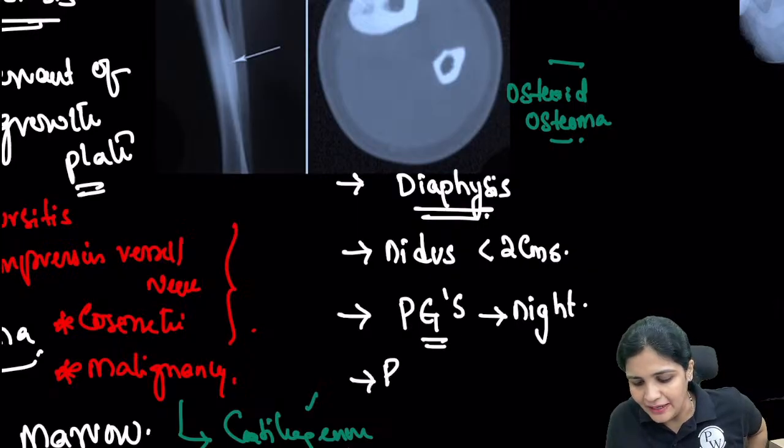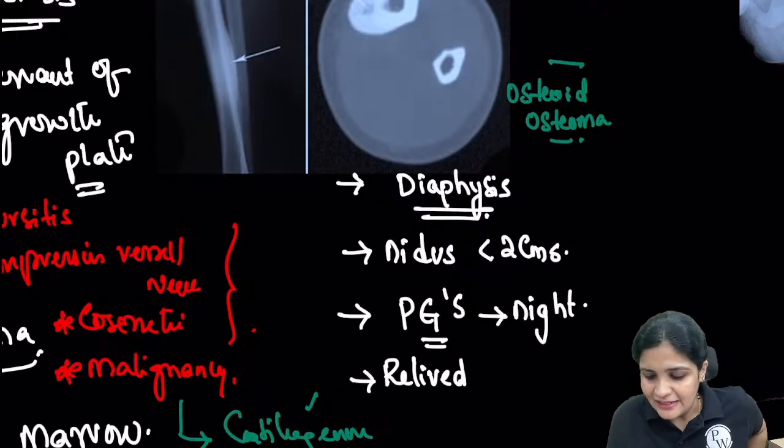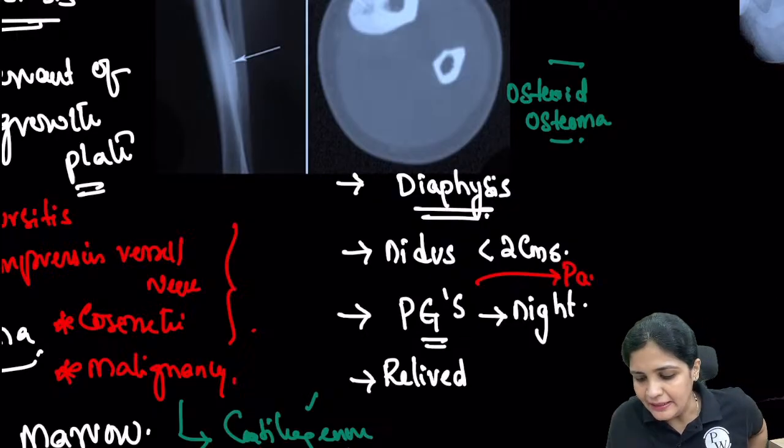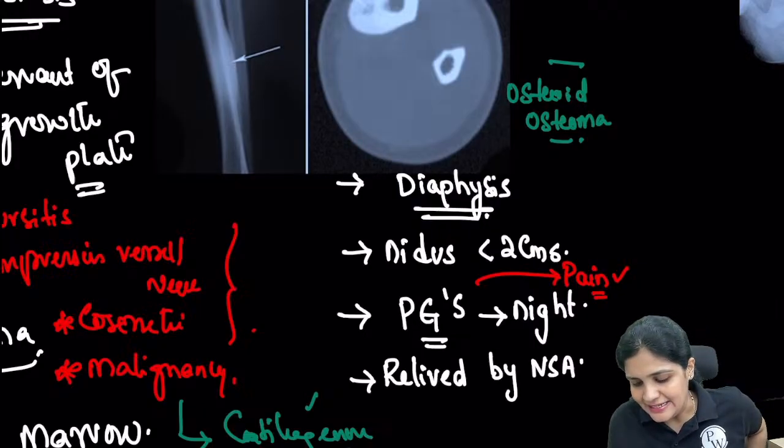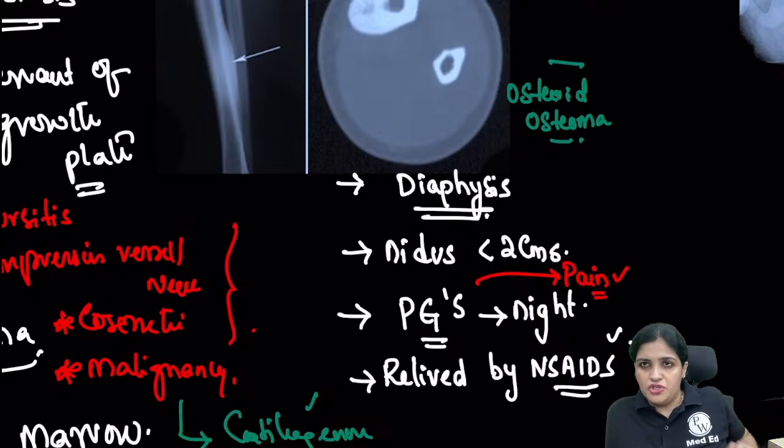And it is relieved by NSAIDs. Whenever there is prostaglandin release, what do they cause? They cause pain, right? So how is this pain relieved? It is relieved by taking your classical NSAIDs, and this is also considered as one of the tests for your osteoid osteoma.